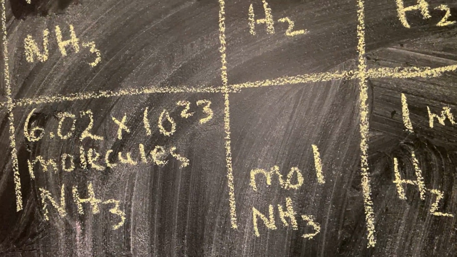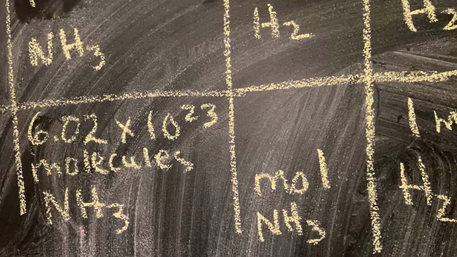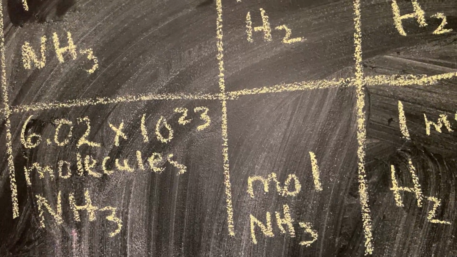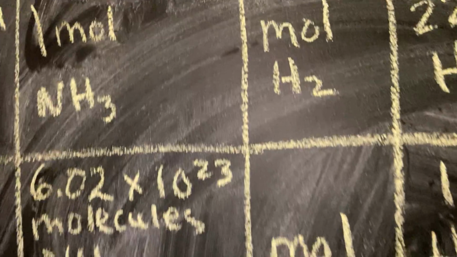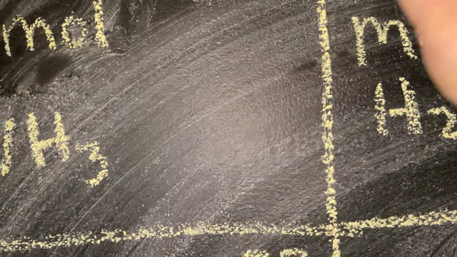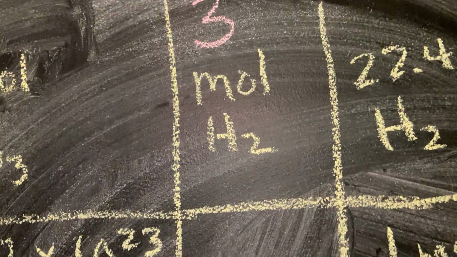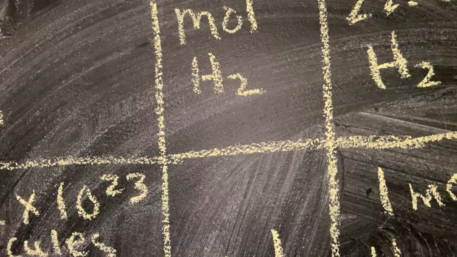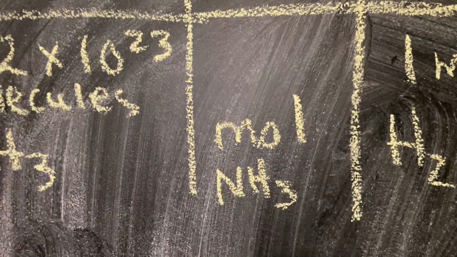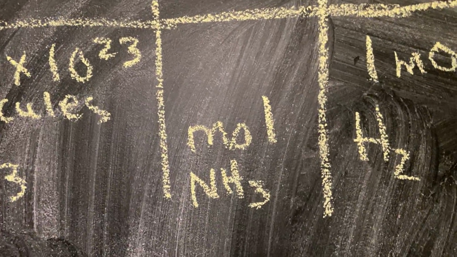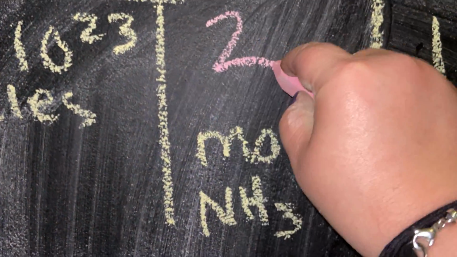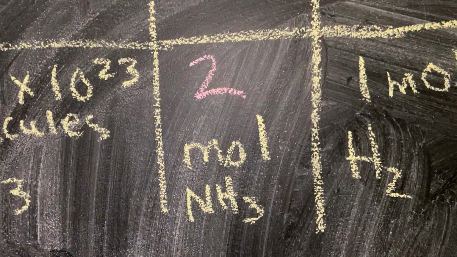I want you to look at your equation for number 3, and you'll see in the equation H2 has a 3 in front of it. So that's where we get a 3 for the moles of H2. And when you look at NH3 in the equation, you see a 2, so that's where that comes from, okay?